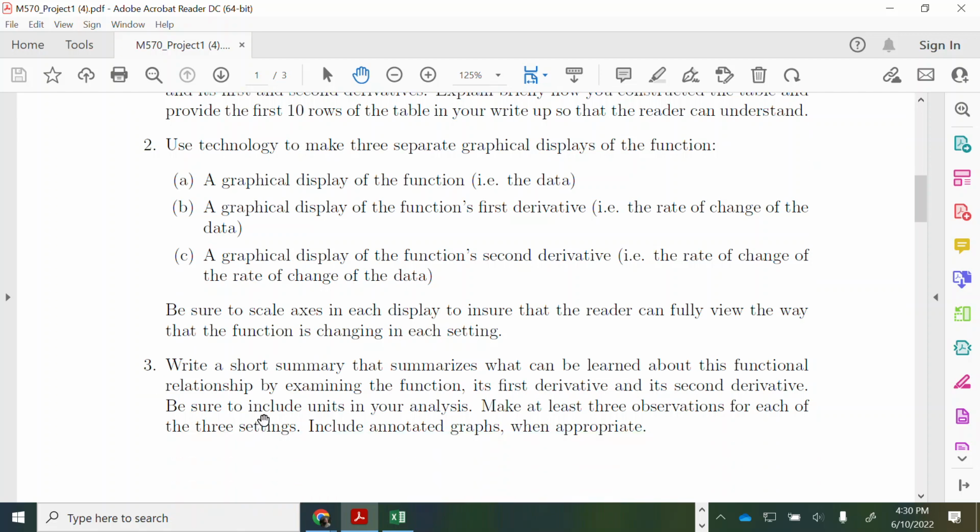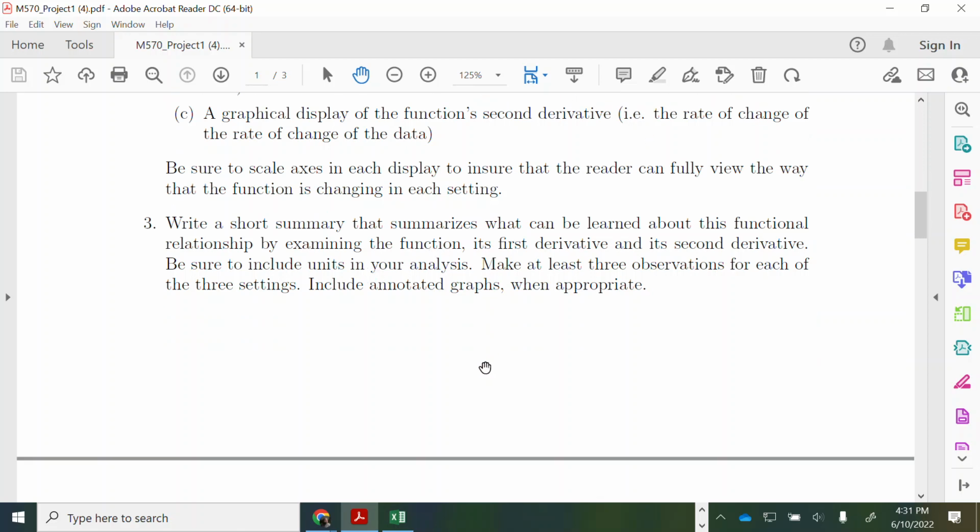And then finally, write a short summary of what you've learned about this functional relationship by examining the function and its first and second derivatives. Be sure to include units in your analysis and make at least 3 observations for each of the 3 settings. You can include annotated graphs when appropriate. In other words, a picture of the graph with your thoughts written on top of it, maybe pointing to special spots or points, to give us a sense of your understanding of calculus and its application.